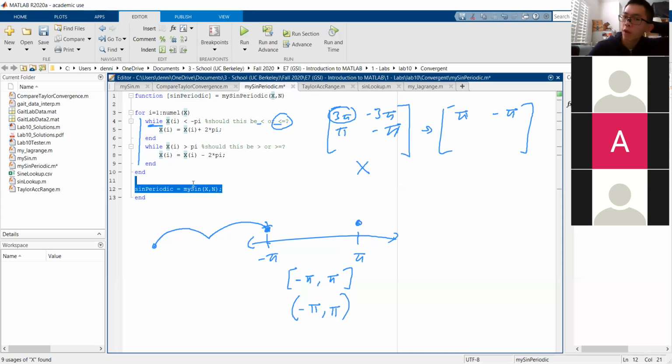Or if we want, we could just write out the entire code of my sine if we wanted. Or we just call it for simplicity's sake.